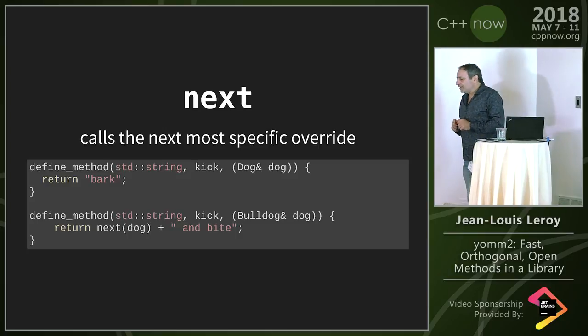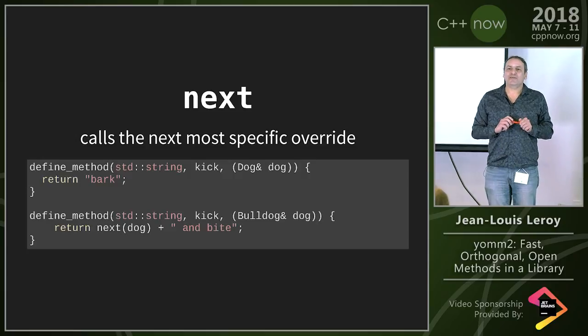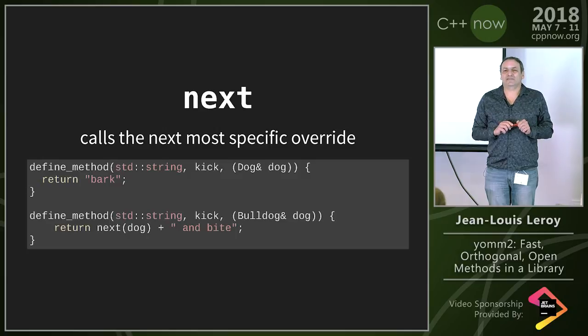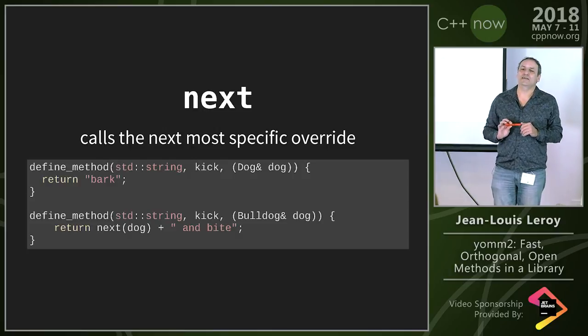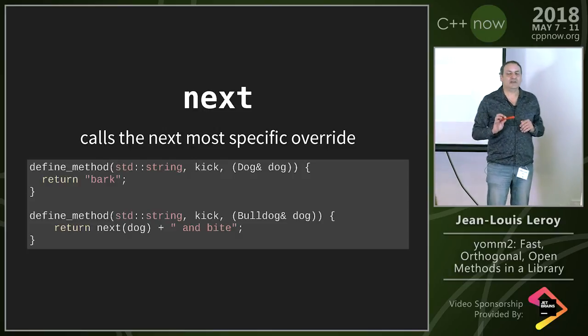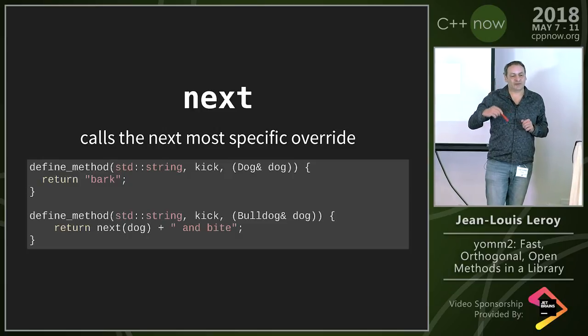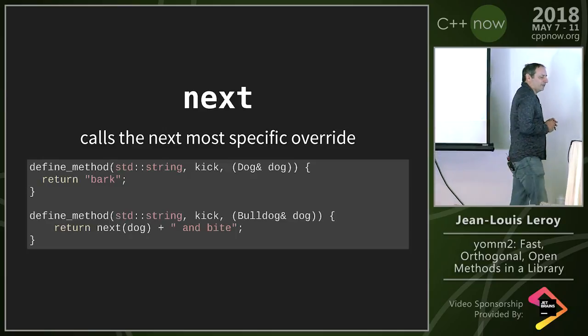Now, when you use open methods, there's no this. It's just one of the arguments, and sometimes when you provide implementations of a virtual function at several levels of your hierarchy, in that case, typically you want to call the super method, the virtual function in the immediate base class, because if you don't do that, it means that you're canceling behavior, which is probably a sign of a problem with your design.